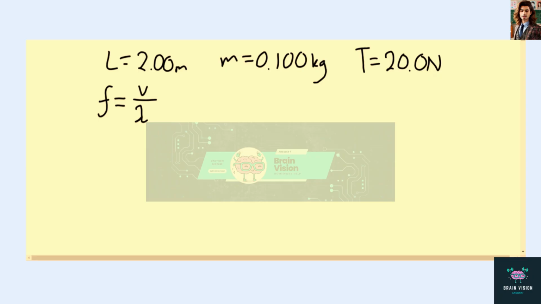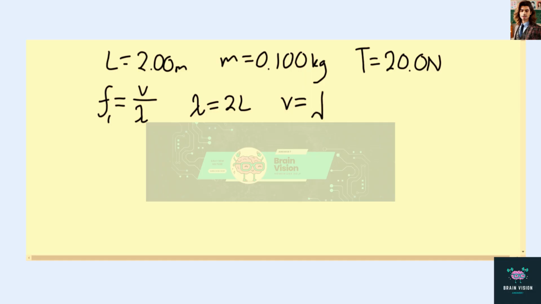Now, since the string is bound at both ends, we're going to have nodes at either end, which means that for the fundamental, which is what we're looking for here, the wavelength is going to be twice the length of the string, because you'll go from one node to another node, but that's only had one antinode in the middle. So in order to get the full wavelength, you have to go to the opposite antinode and then back to another node, which would take twice the length of the string. So we have that lambda is going to be equal to 2L.